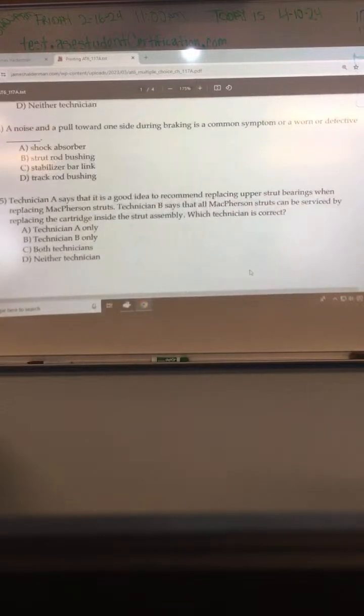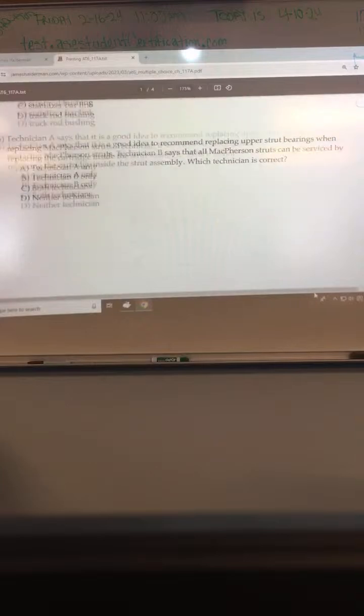Number 4, ignore it when you're pulling towards one side and braking. B. Good, strut rod bushing, yeah. All right.